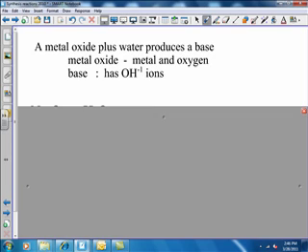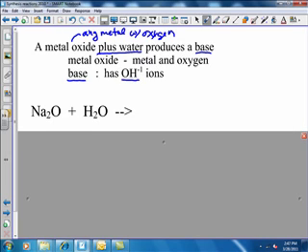Our last type of synthesis reaction is, I'm sorry, the second to the last. I have a metal oxide. So now we're back to any metal with oxygen again, plus water. Now, any metal oxide plus water produces a base. Now, a base is anything with hydroxide ions in it. So bases will produce these OH minus ions.